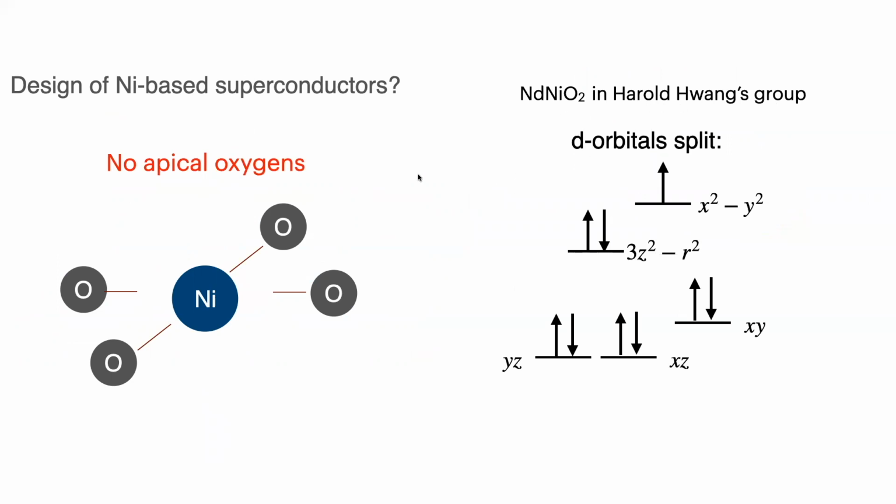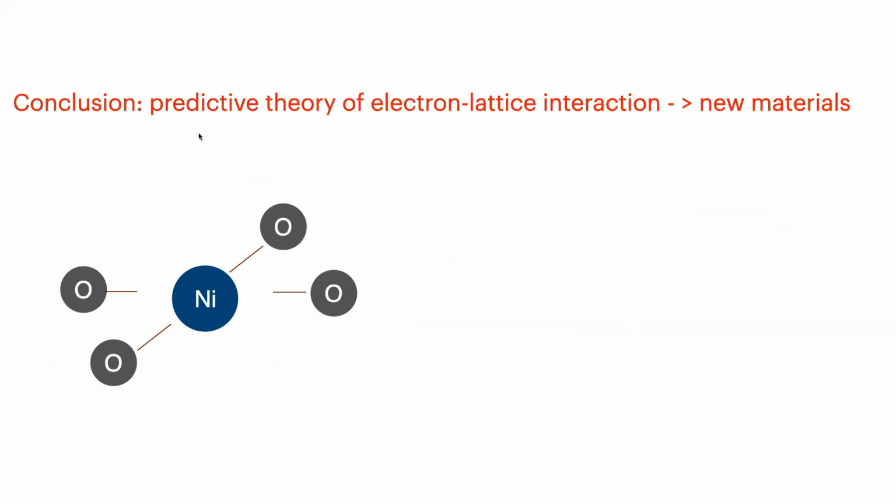I had worked on some theoretical work on superlattices, but this was a completely different direction than what we were looking at and what many people were looking at. And here the idea is just remove the apical oxygens altogether. So this leads to exactly this type of physics and to high temperature superconductivity in a nickelate. So in conclusion, this led to a predictive theory of electron lattice interaction will lead to new materials.